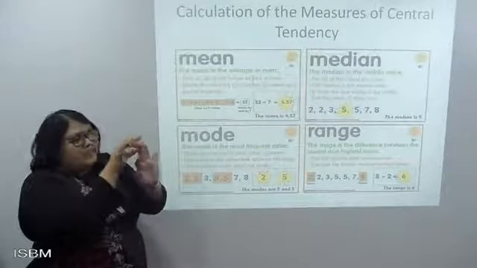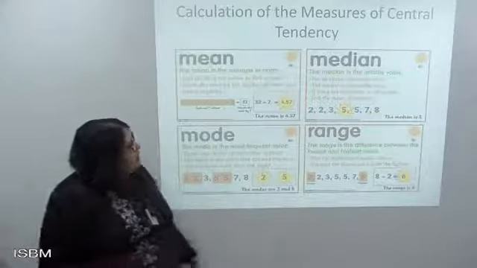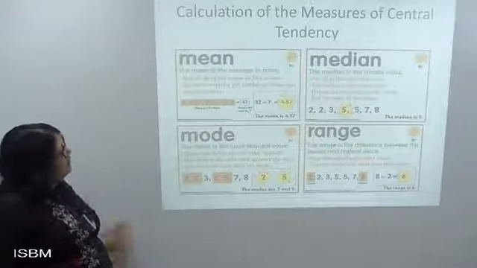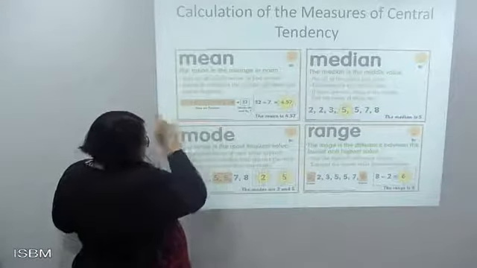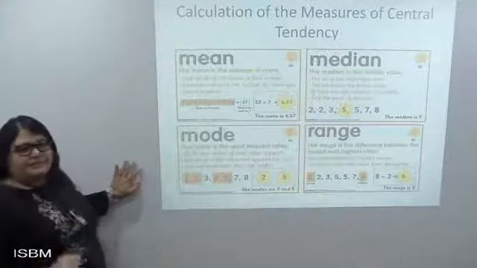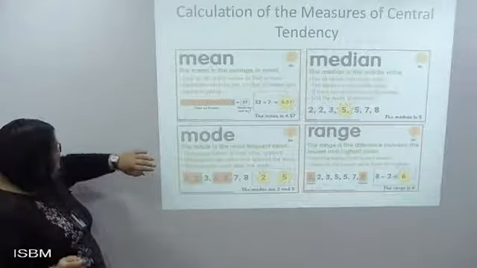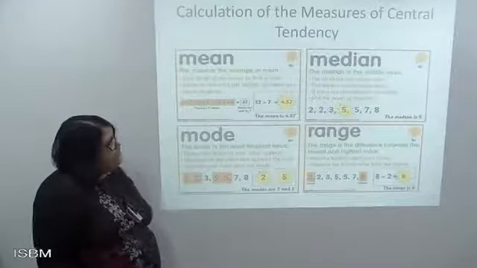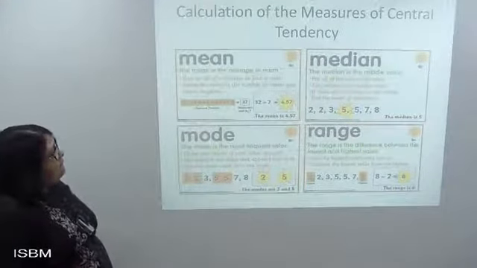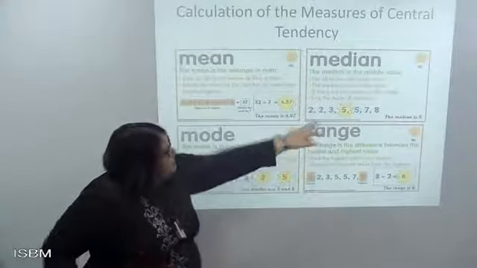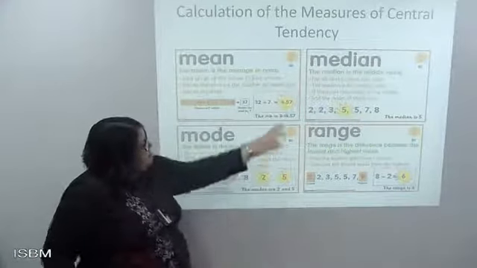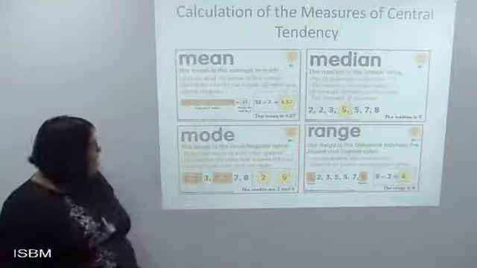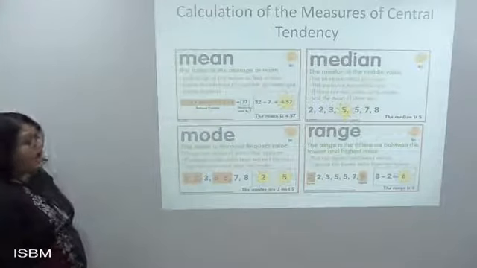Then you have the median, or the middle value. Now you see 2, 2, 3, 5, 5, 7, 8. So put all the values in order. You need to numerically arrange all the values, and then from there you find the middle value. Now if there are two values in the middle, then find the mean of them. Here the median is 5.